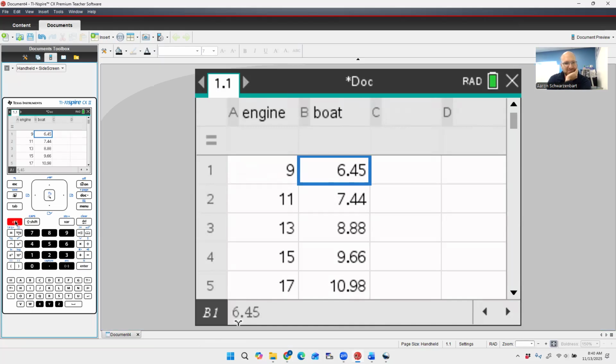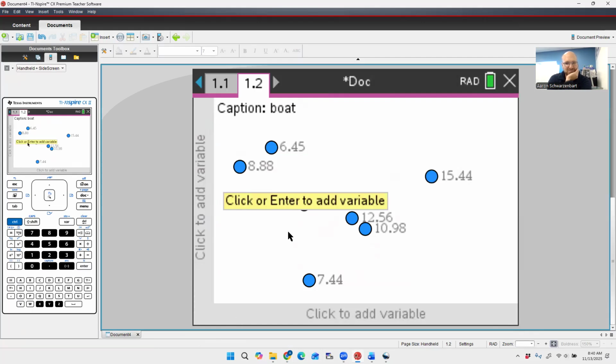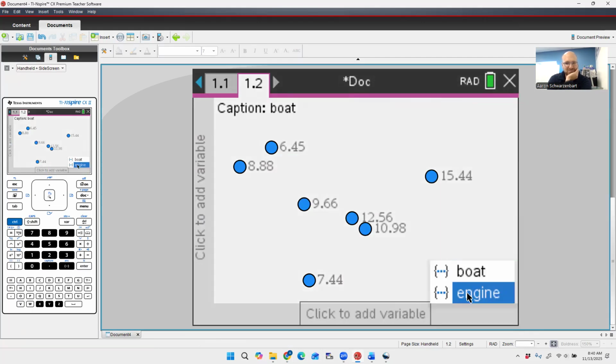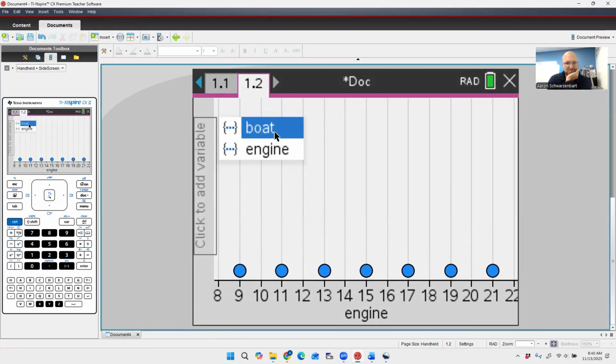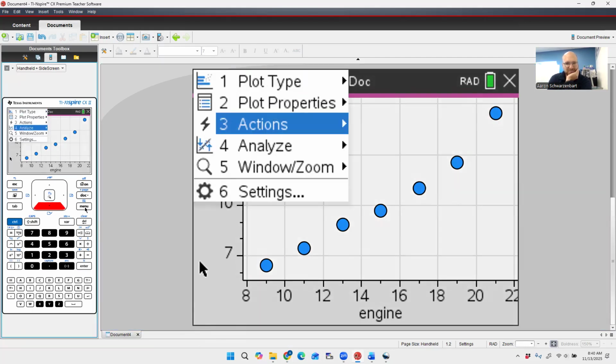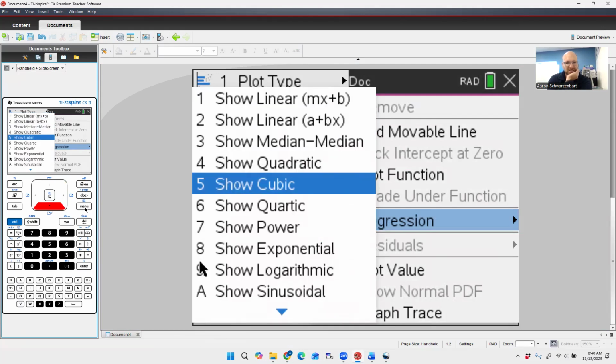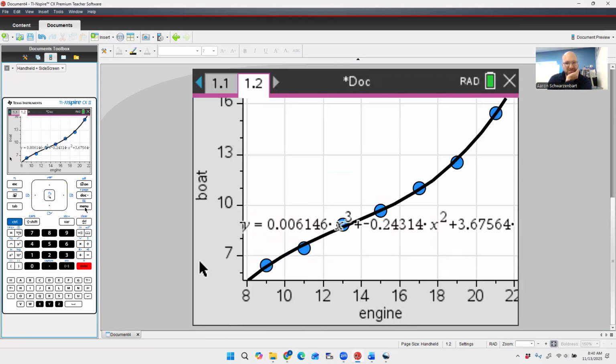Statistics, your independent select engine speed and dependent variable boat speed. And that looks kind of cubic-like. That looks pretty good. It asked me for it at 2,500.